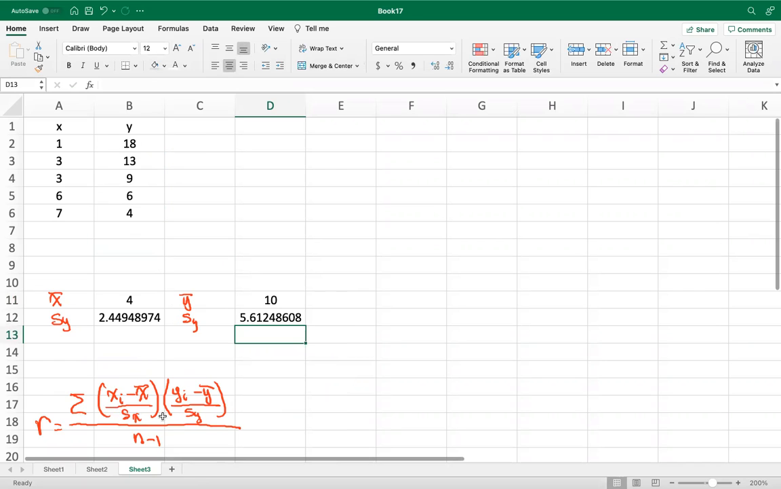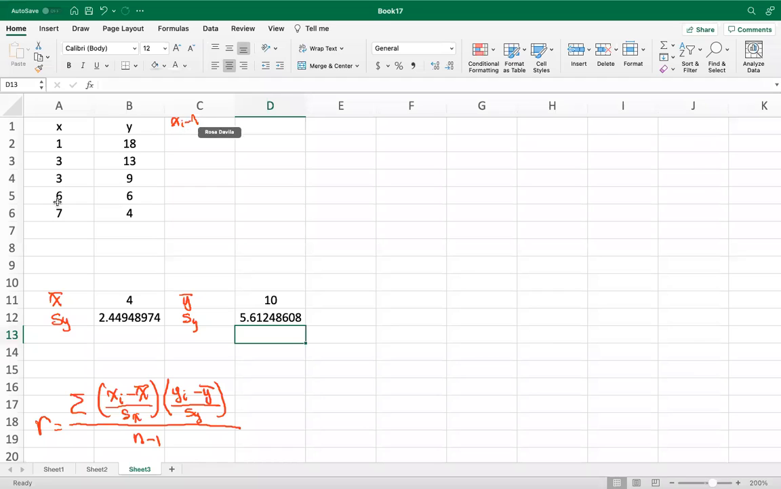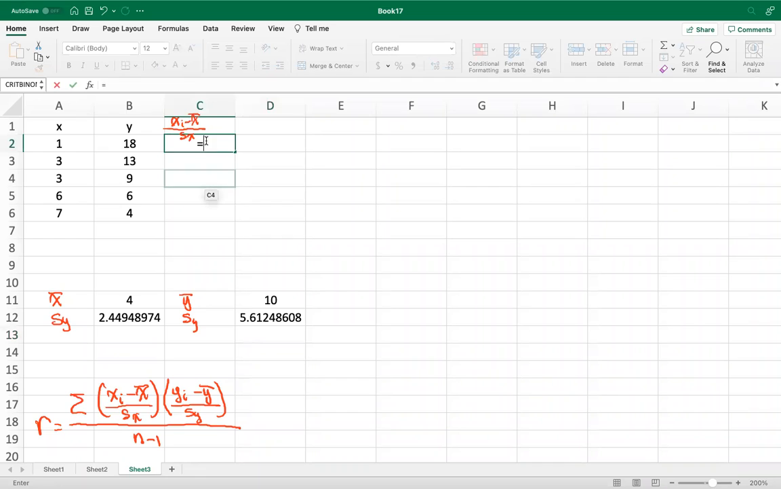Next thing we have to do is figure out what this value is for each of the data values. So here, what we're going to do is say this is x sub i minus x bar, and we're dividing that by s sub x. So again, this is going to be equal to our numerator. The numerator is equal to our x value minus the mean, x bar. And close parentheses, we're dividing that by our standard deviation.